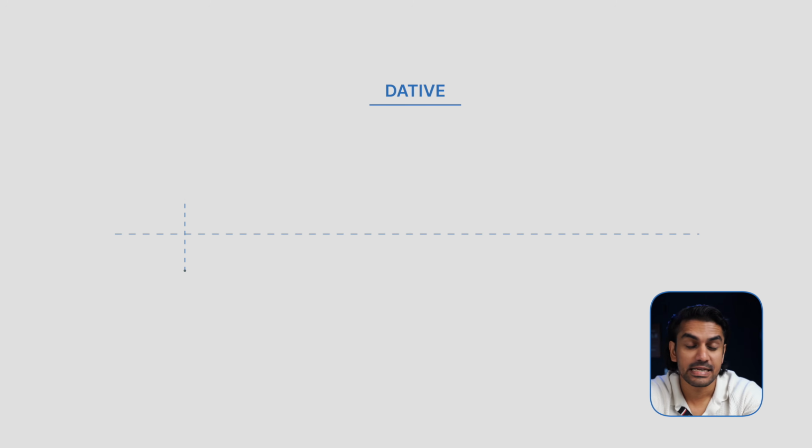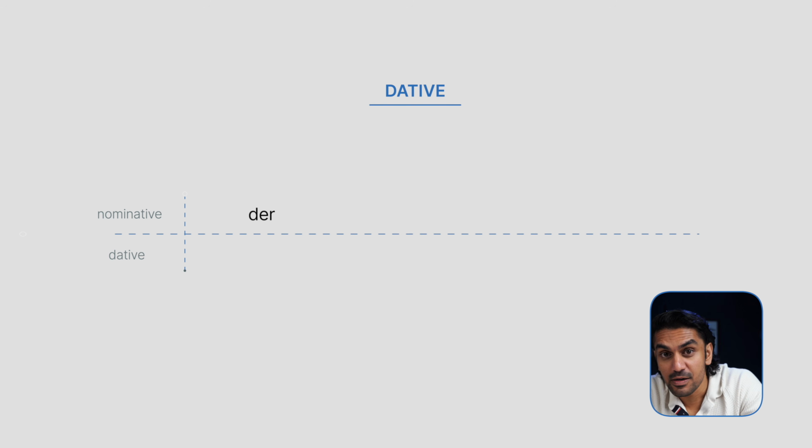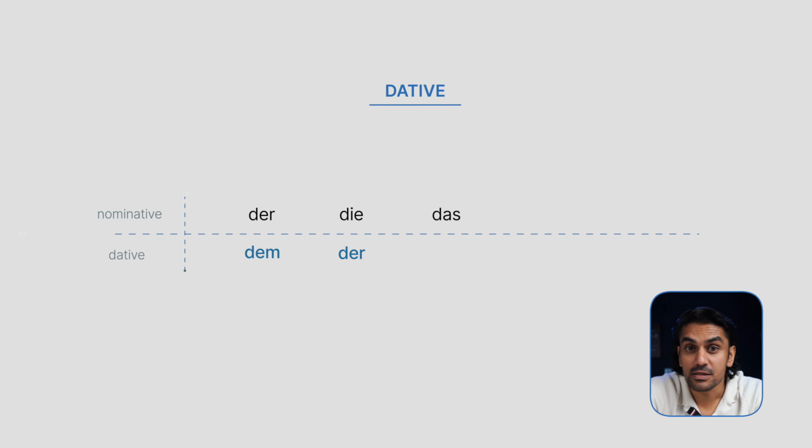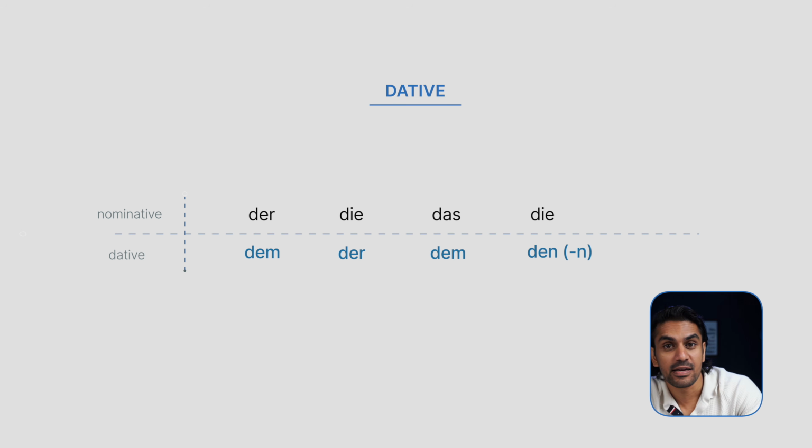Now, if the accusative case is for the direct object, then dative case is used for indirect objects. Basically, when something is done to or for someone. And here is how the article changes in dative. The masculine der becomes dem. The feminine die becomes der. And the neuter das becomes dem. And in plural, die becomes den. And the noun usually gets an extra n at the end.